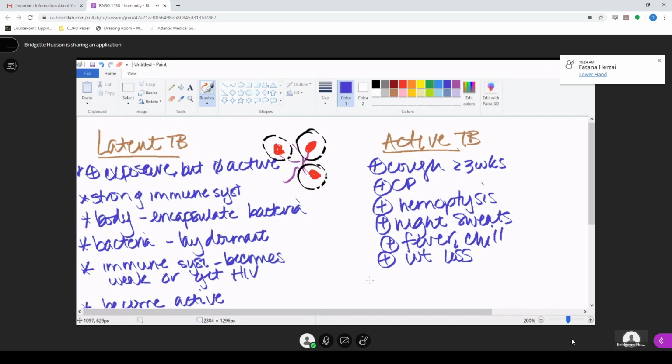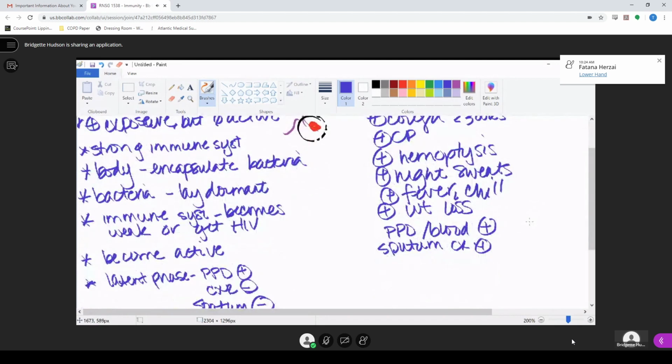Their PPD will be positive, as well as their blood. So if they do the blood test, this is going to be positive. Sputum culture will be positive on that acid-fast bacillus. And many people that develop active TB get it from latent TB.